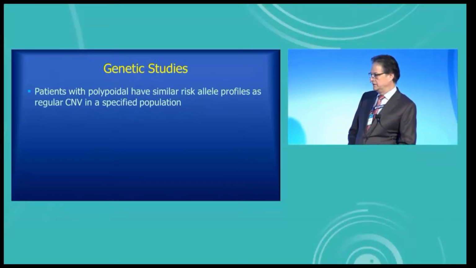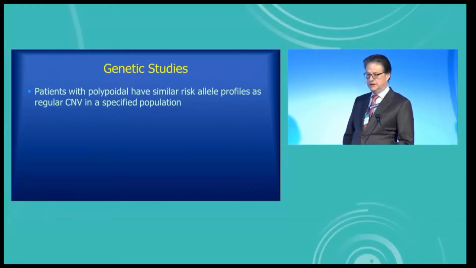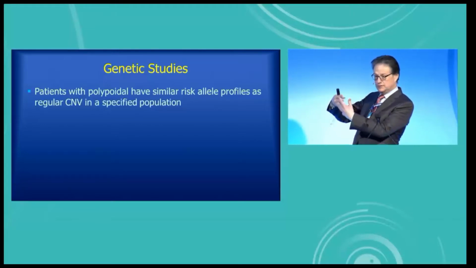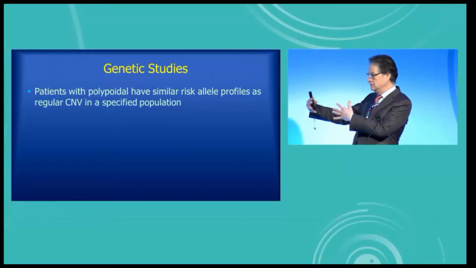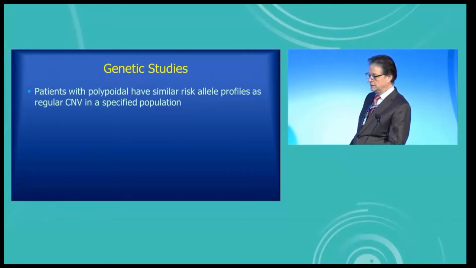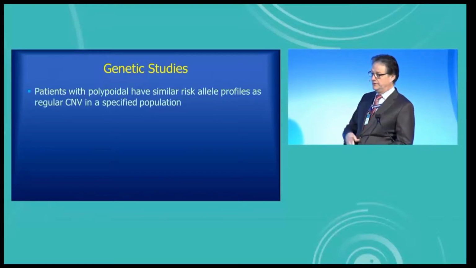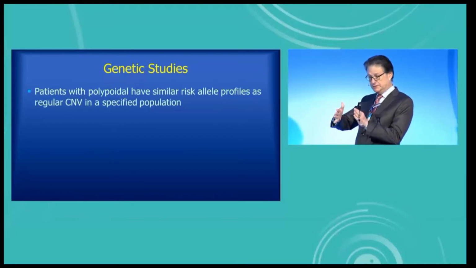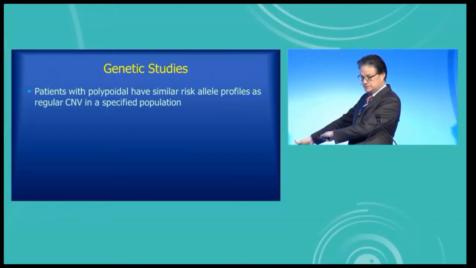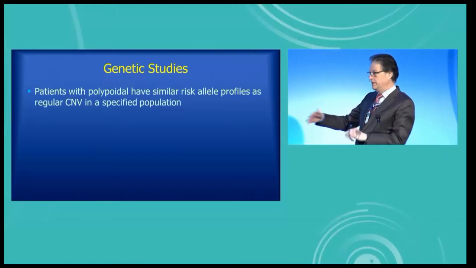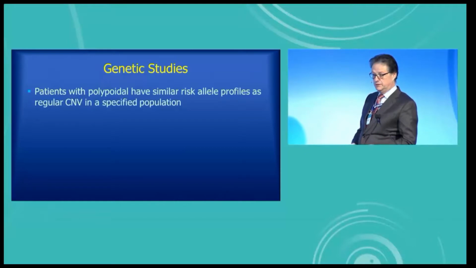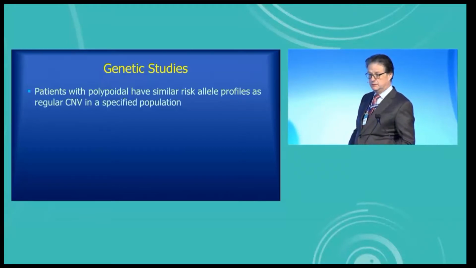So we did studies looking at polypoidal, the genetic variants in that, and maybe some studies show a little difference with AMD, but other studies don't. We reviewed this in an article actually, and pretty much patients with polypoidal have very similar risk alleles in any specified population as regular AMD patients do. Curiously, patients with polypoidal have thick choroids and patients with regular CNV don't.